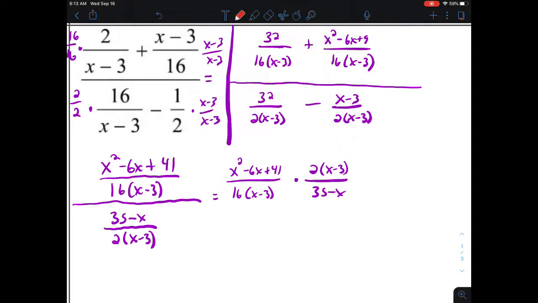Now we look to cancel some things out. I'm going to be able to cancel out the x minus 3's, and I'll have 2 over 16, which is just going to leave me with the 8 down there. And so our answer here is x squared minus 6x plus 41 over 8 times 35 minus x.